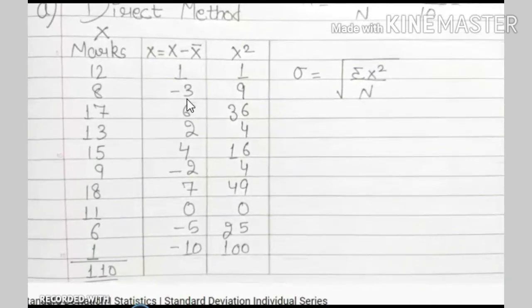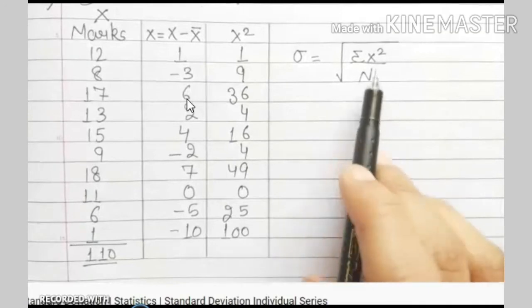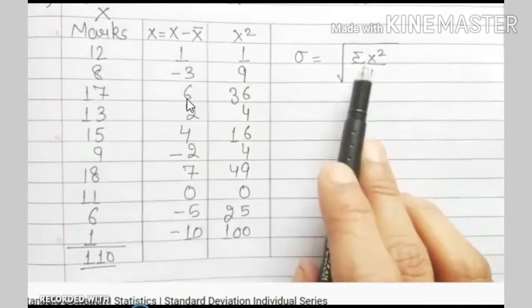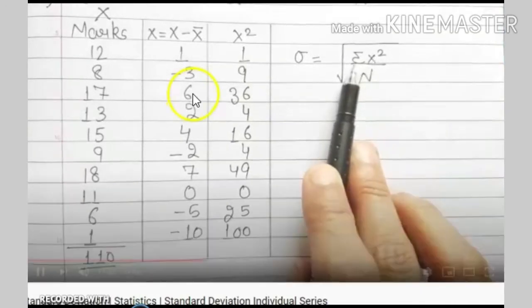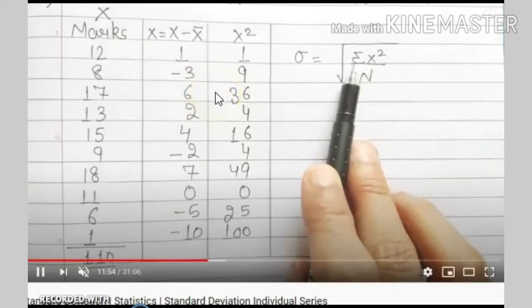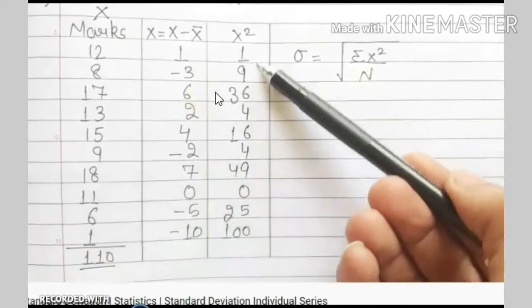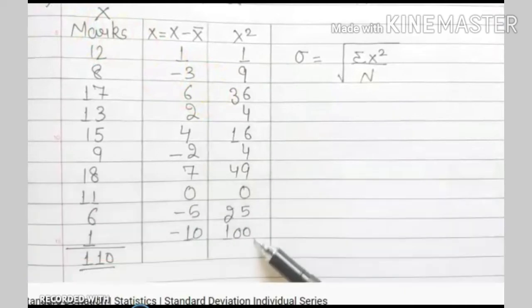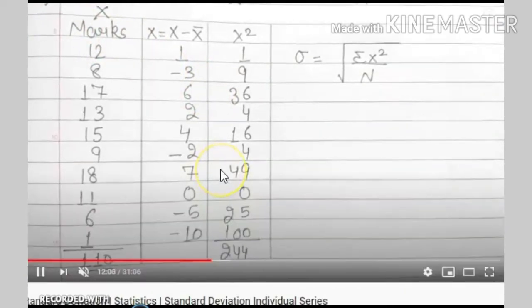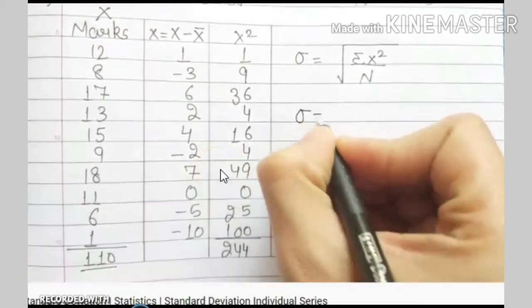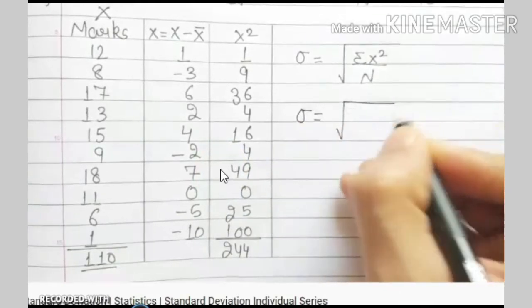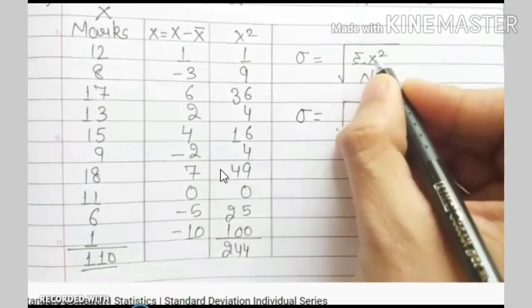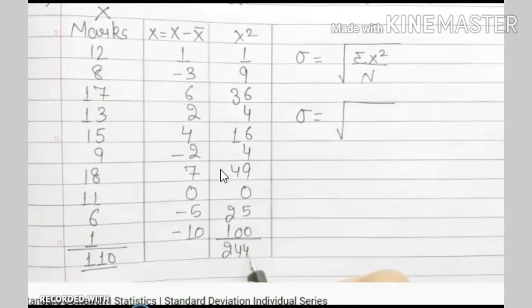This is how you can find the values. Then you have to find the sigma of that, so you total it and find the value. What will be the answer? The answer is 244. So how will you write it? Sigma is equal to root of 244 by n, sigma x square, which you had found as 244.